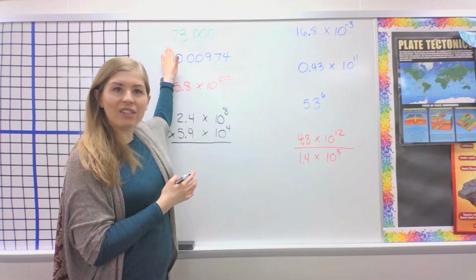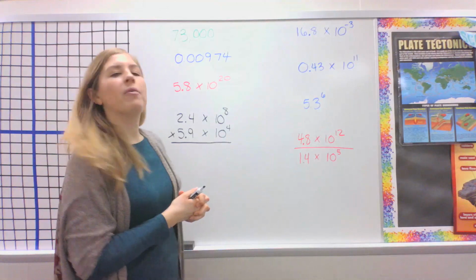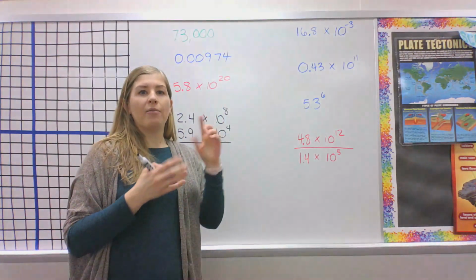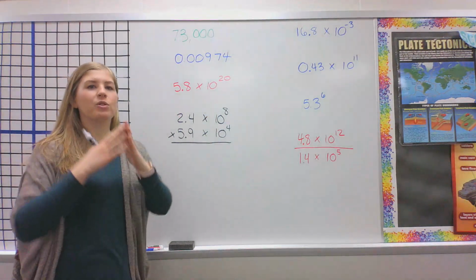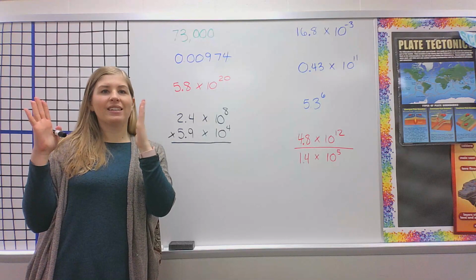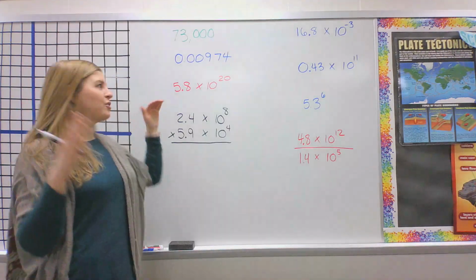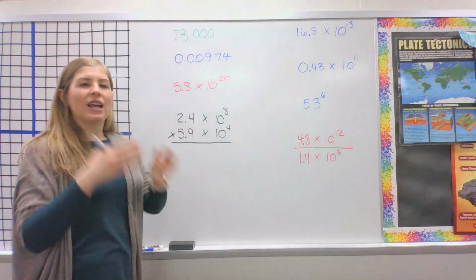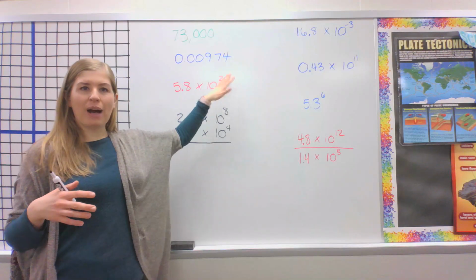So we have 73,000 up here. I know it's in green, so it's a little harder for you to see. But with scientific notation, the rules are: when you write a number in scientific notation, the first number has to be between 1 and 10. So it has to be greater than 1, smaller than 10. You should have one digit in the ones place. You shouldn't have two numbers before the decimal. And then it'll be times 10 to some power.